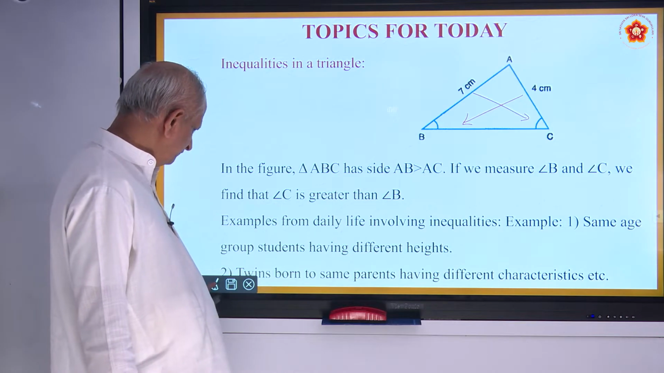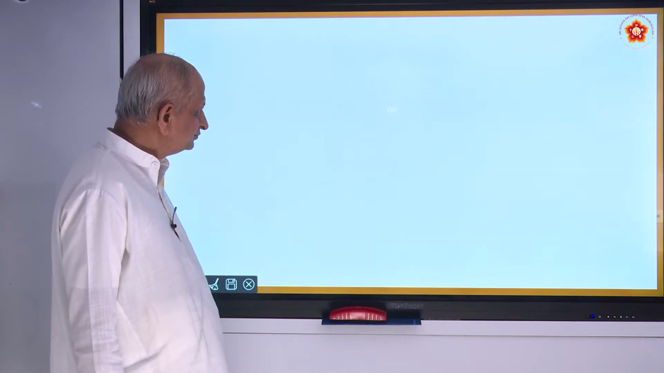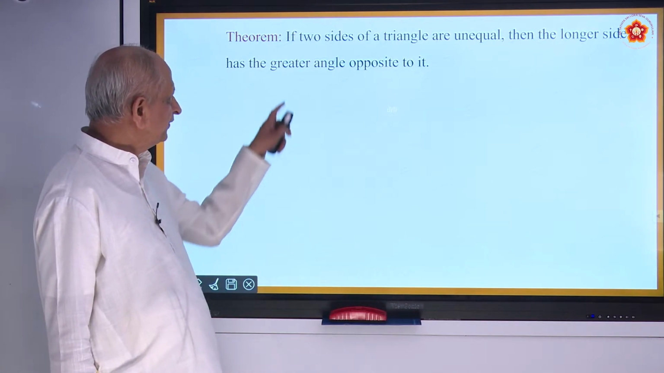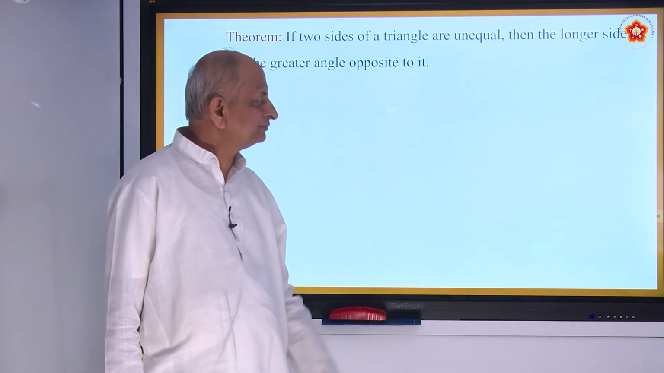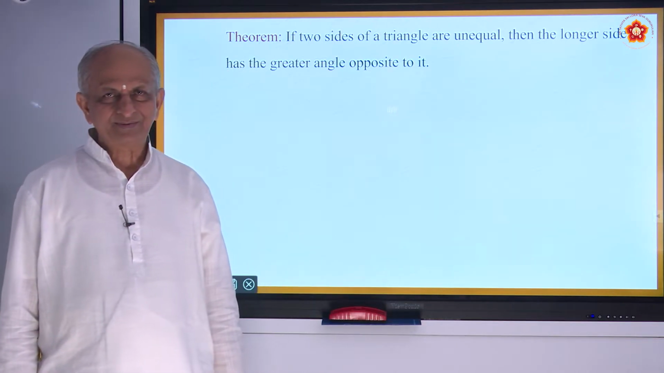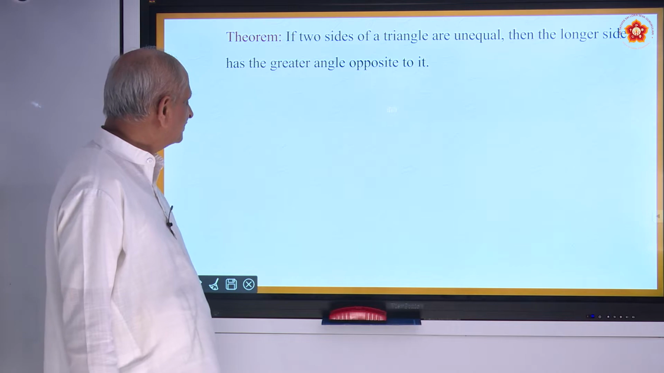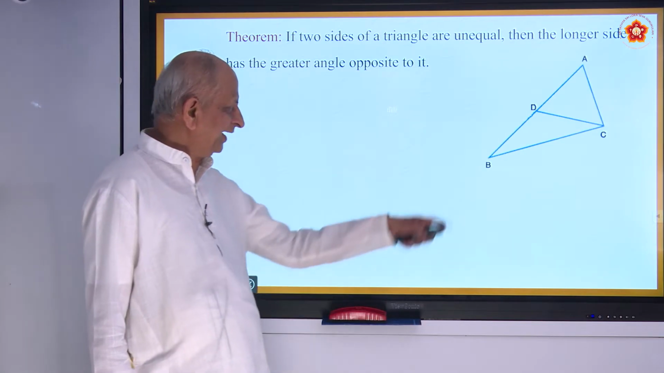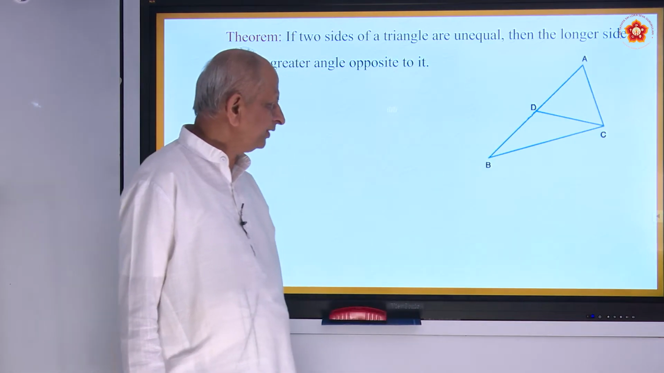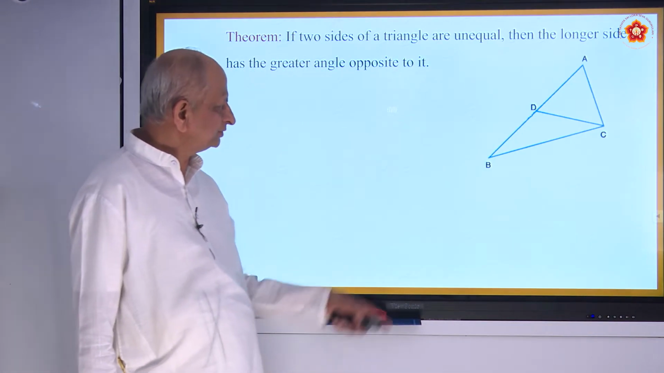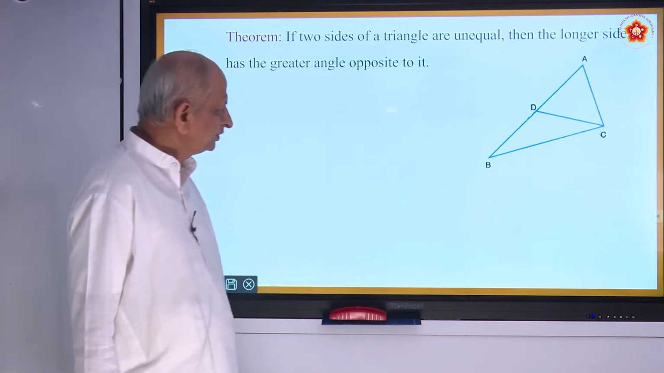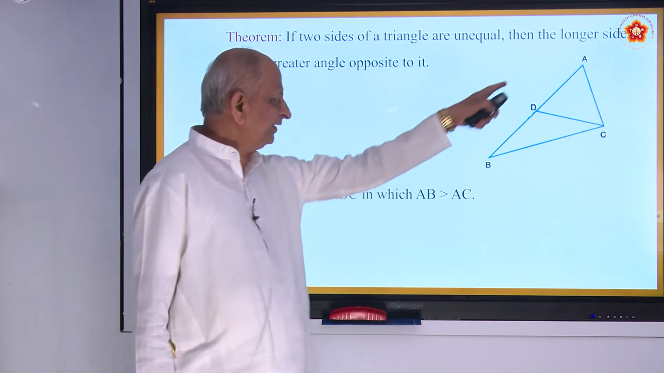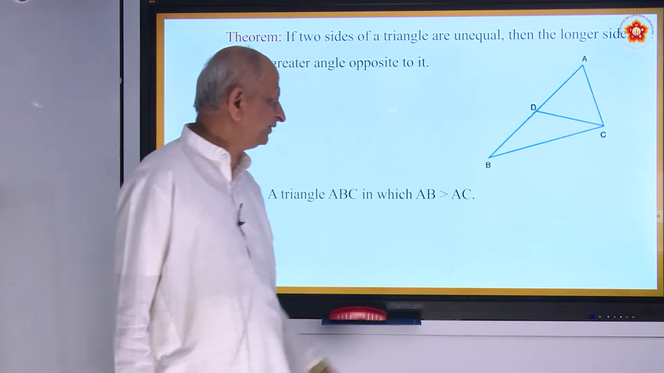Now, coming to triangle, we have a theorem. If two sides of a triangle are unequal, unequal means what? Not equal. Then the longer side has the greater angle opposite to it. So, here is a triangle ABC. Here which side is more? AB is more. Is it not? AB is more than AC. A triangle ABC in which side AB is more than side AC.